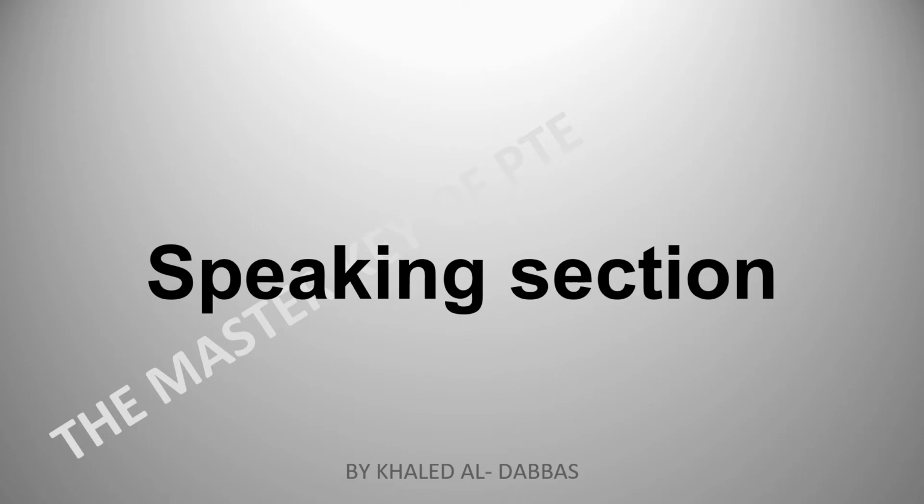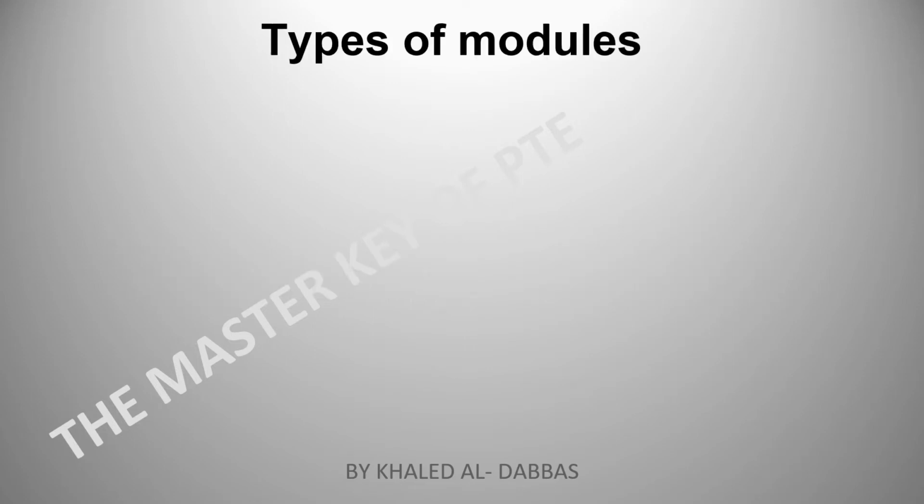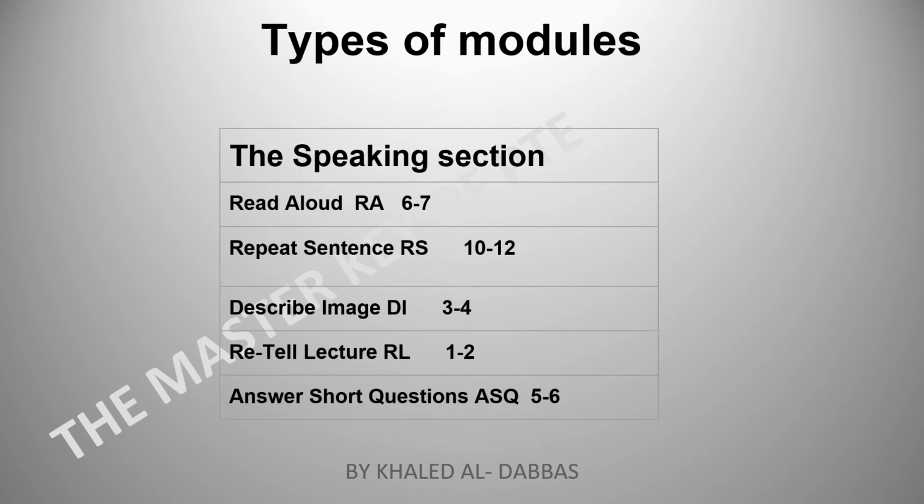The speaking section is always the first section that will appear in the exam. And even the order of the questions in this section is always the same and doesn't change. In this section, there are 5 different types of questions, and as we said earlier, the order of these questions doesn't change. Therefore, the first question in the test and in this section is the read aloud question. And the last question in this section is always the answer short question.